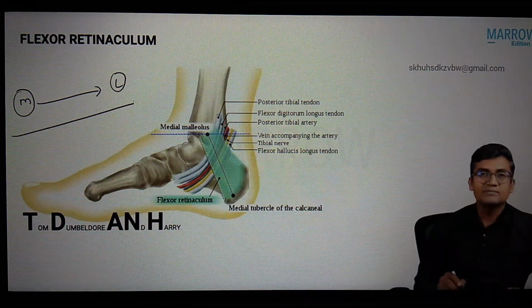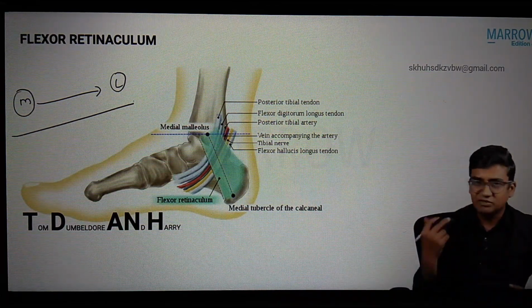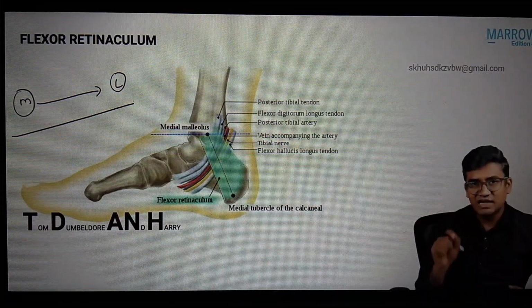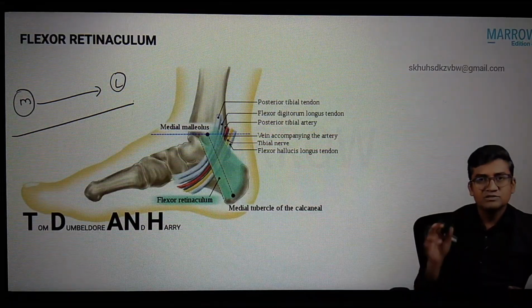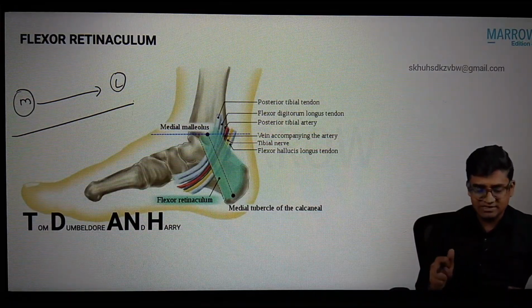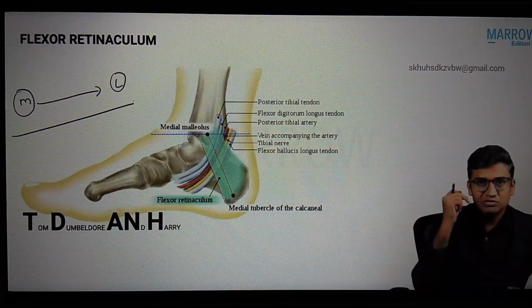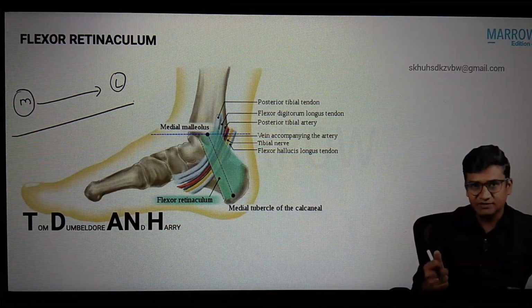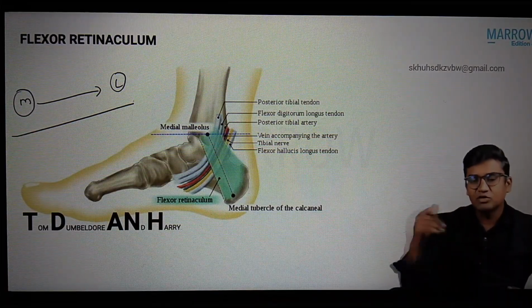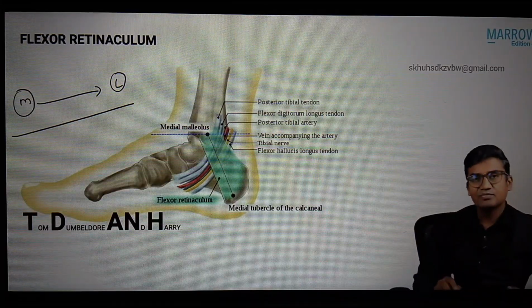Again, this is very important. So in the INSET exam, I told you, you get sequential arrangement pattern questions. So again, it's a favorite topic for the AIIMS exam, that is INSET exam. So arrange the structures sequentially while passing below the flexor retinaculum of the leg from medial to lateral.